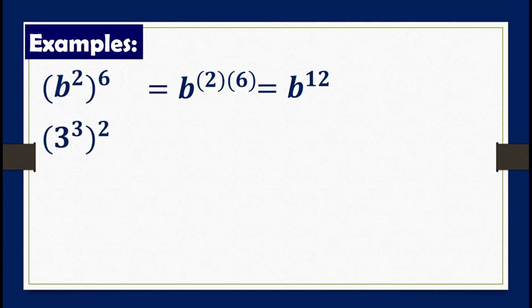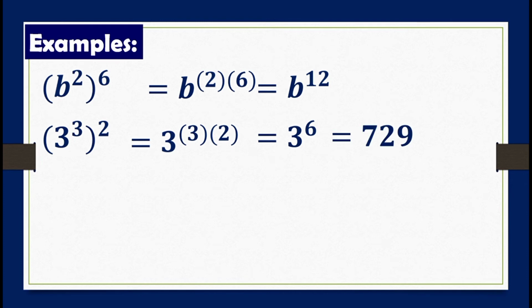Second, quantity of 3 cubed squared. Again, all we need to do is to multiply our exponents 3 and 2. That is 3 to the 6th power. And of course, we can simplify this one by multiplying 3 by itself 6 times. And that is equal to 729.